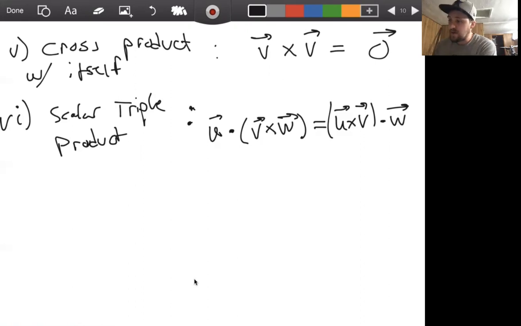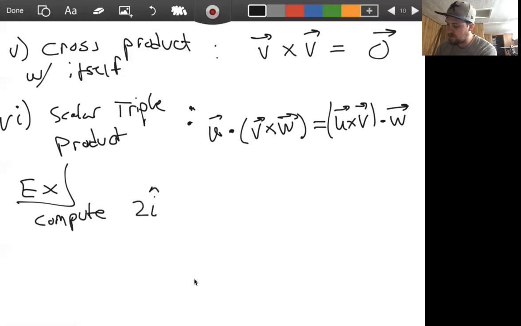Now, I'd like to do a quick example. And then I would like to state a theorem, and then in the next video, we can talk about determinants and using determinants to calculate the cross product a little more smoothly. So let's compute in this example. Let's compute 2i hat cross 3j hat, the whole thing cross j hat.